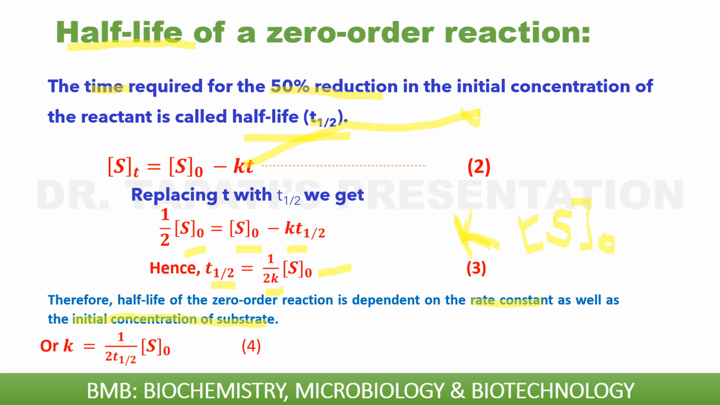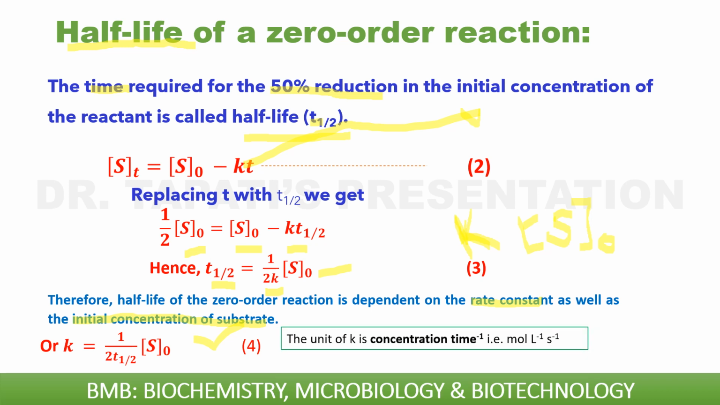Or we can express the rate constant as 1 by 2 T half into S0. In that case, the unit of rate constant is concentration into time inverse, that is mole per liter per second. It is the unit of rate constant, that is K.